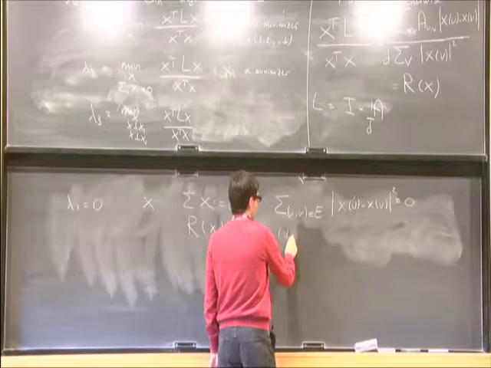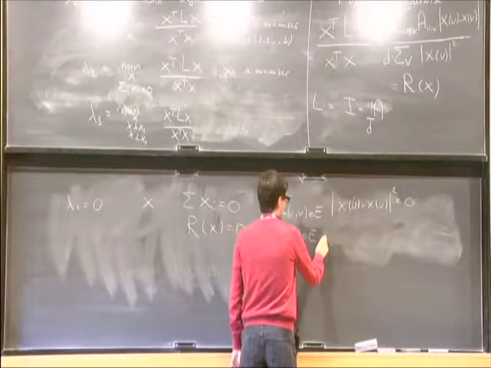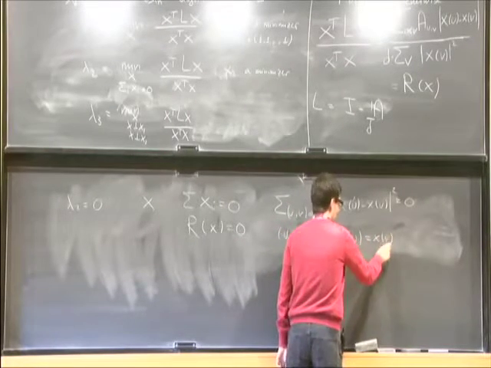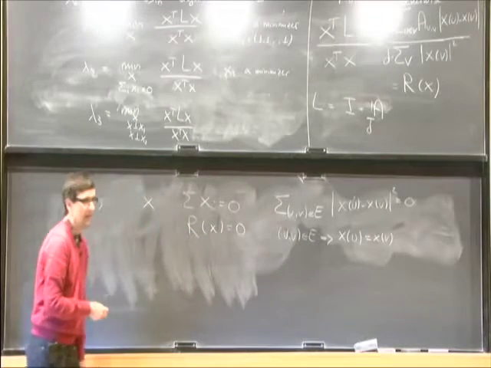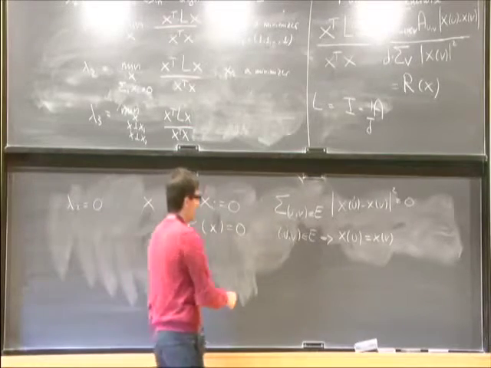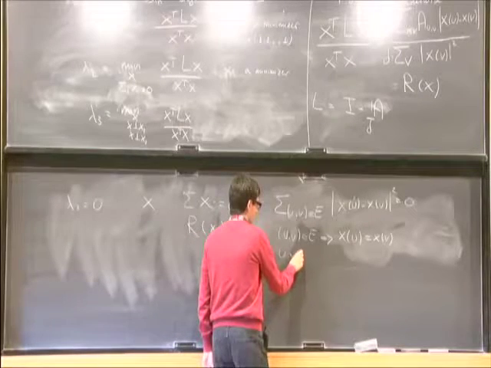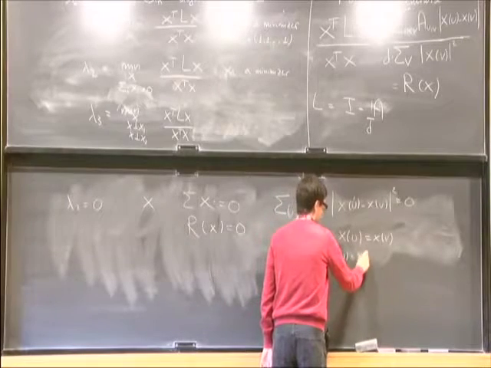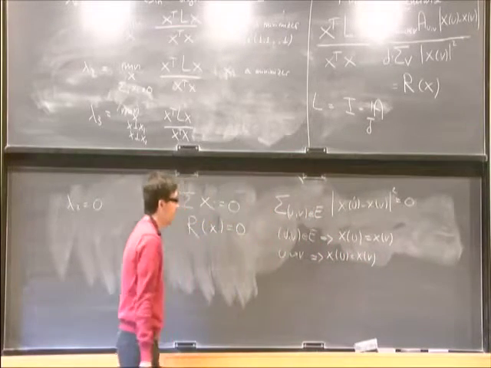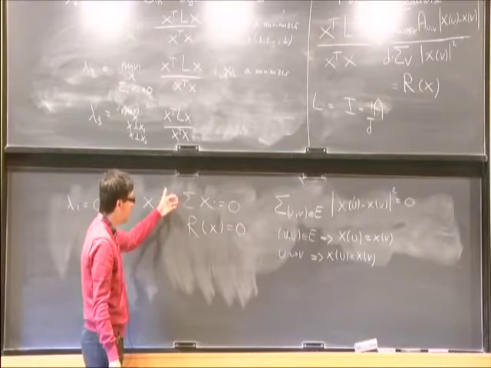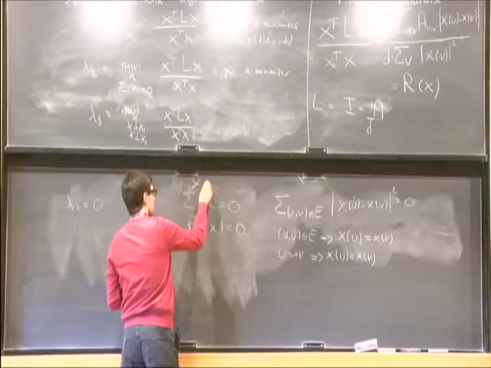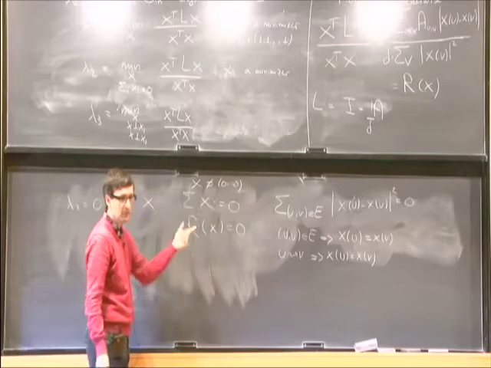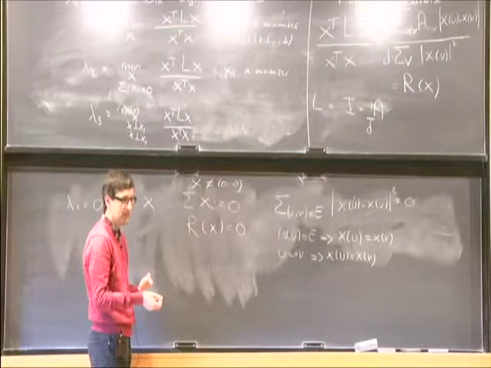So this means that for every edge, the values of this vector must be equal at the endpoints. But then by induction, if there is a path from u to v, then those must also be equal. But this is a non-zero vector whose entries sum to 0. So some entries will have to be positive and some entries will have to be negative.